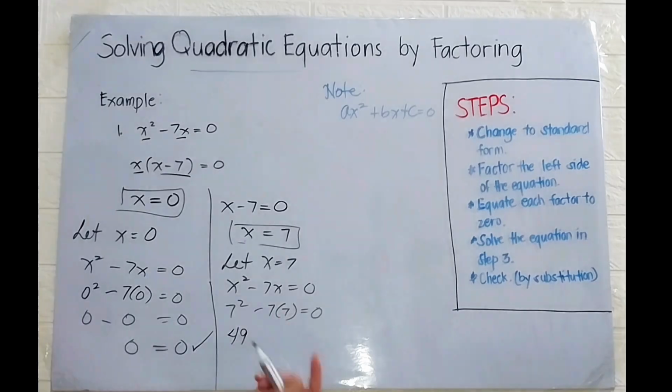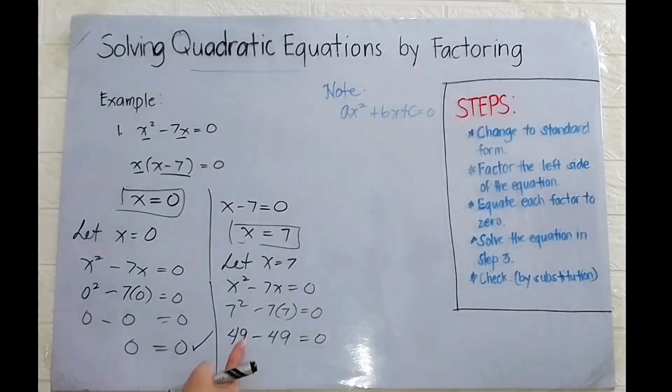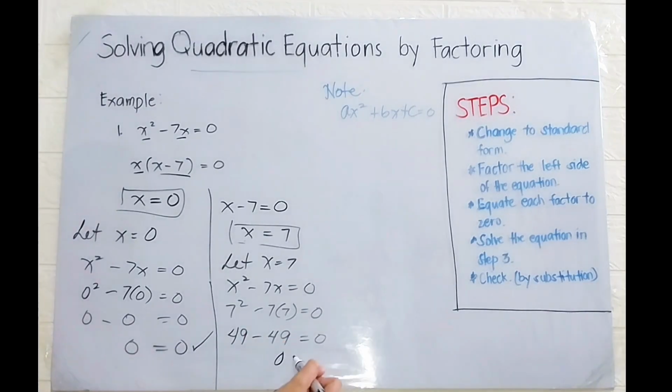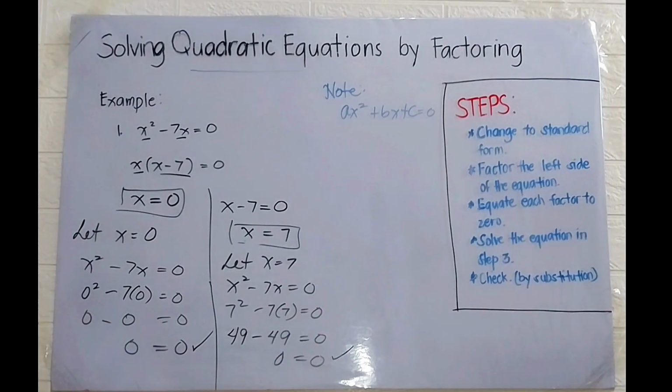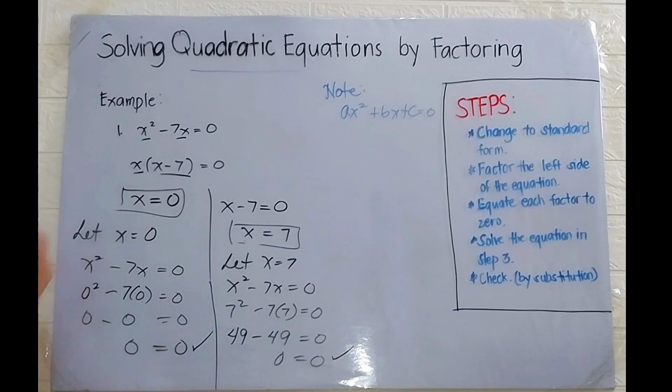Negative 7 times 7, negative 49, equals 0. What is 49 minus 49? 0. Is 0 equal to 0? Yes. So therefore, our values or our roots, x equals 0 and x equals 7, are true, or correct, for our equation x squared minus 7x equals 0.